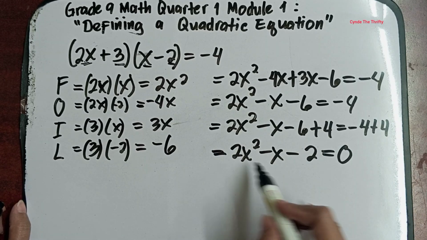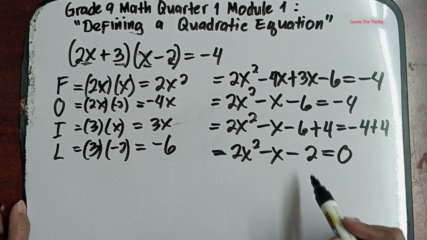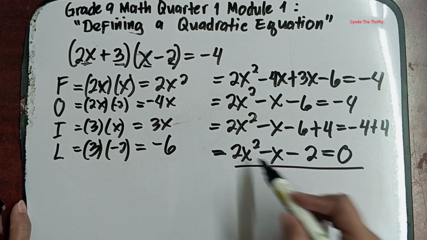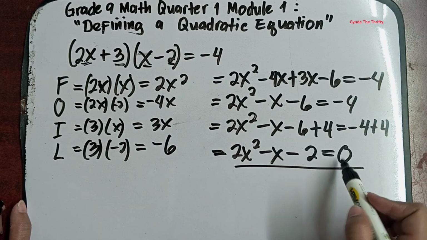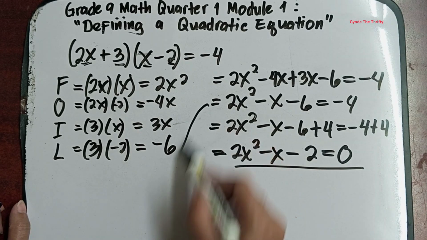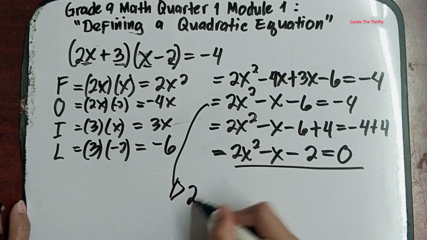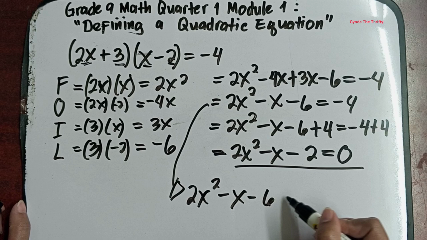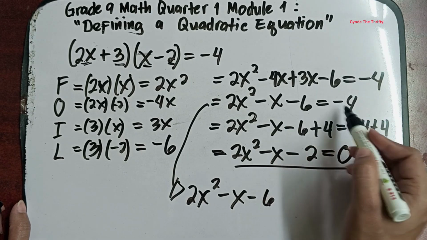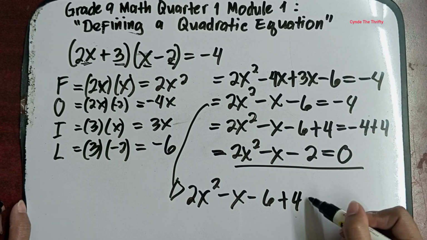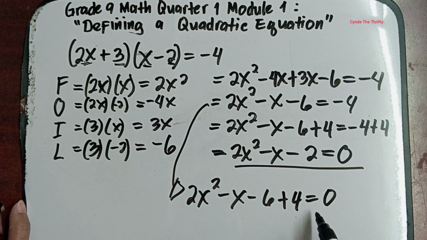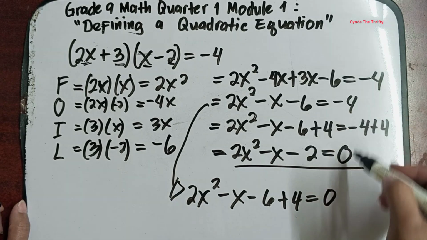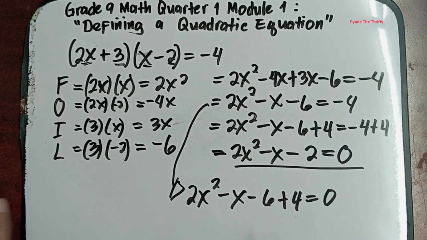So, meron na tayong quadratic equation in standard form. So, that is 2x squared minus x minus 2 is equal to 0. So, ito is pwede nyo siyang gawin agad na ganito. Minus x minus 6, ilipat nyo siya sa kabila, si negative 4, so magiging positive 4 equals 0. Okay? So, pwede nyo nang gawin ganito agad. Pero, of course, ganito ang process.